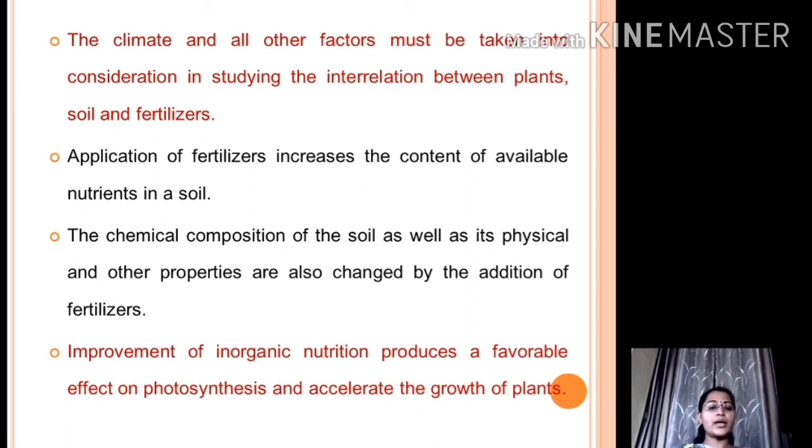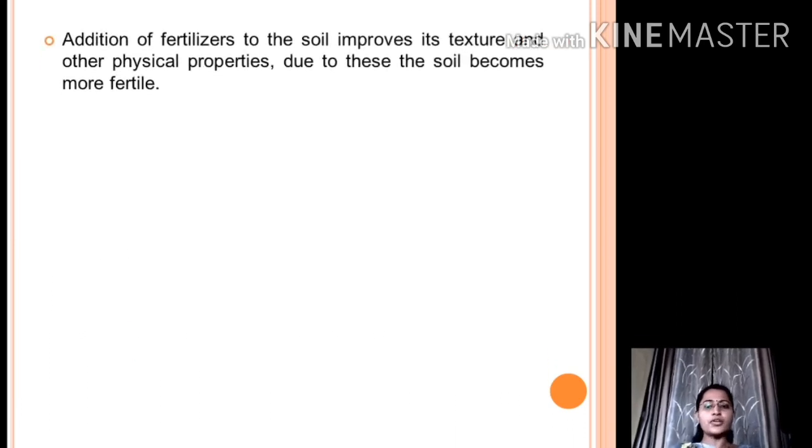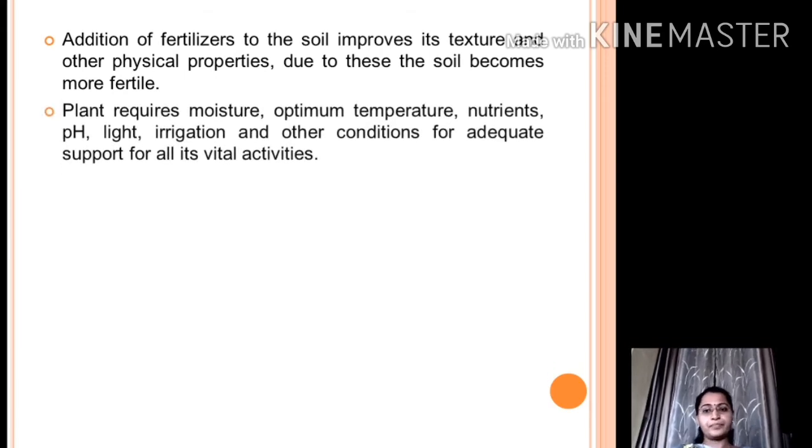Improvement of inorganic nutrition produces a favorable effect on photosynthesis and accelerates the growth of plants. Addition of fertilizers to the soil improves its texture and other physical properties. Due to this, the soil becomes more fertile.